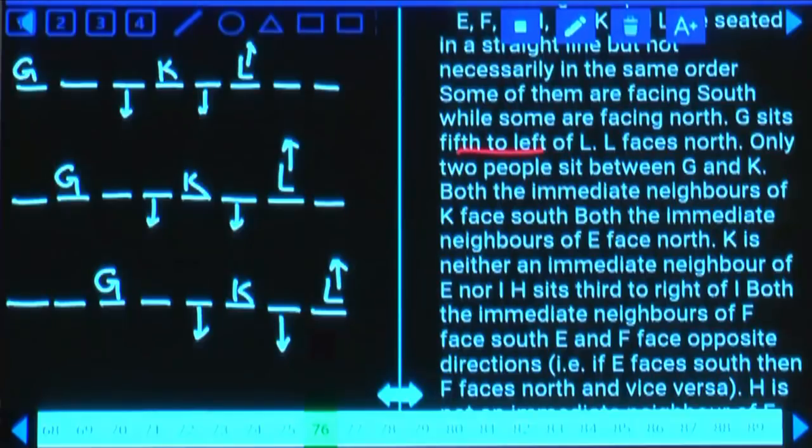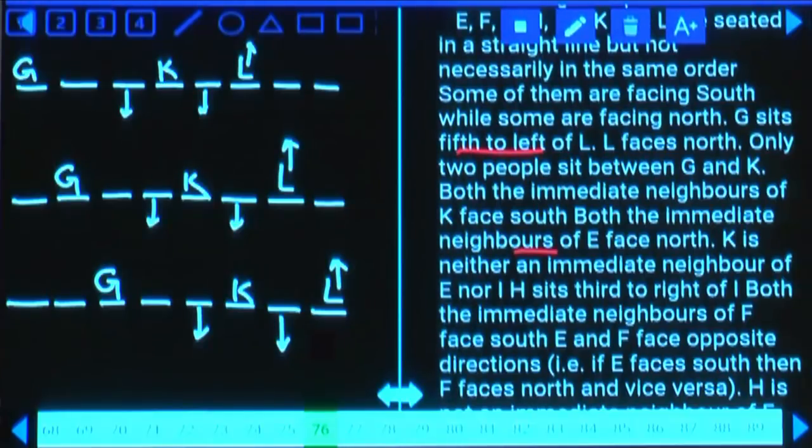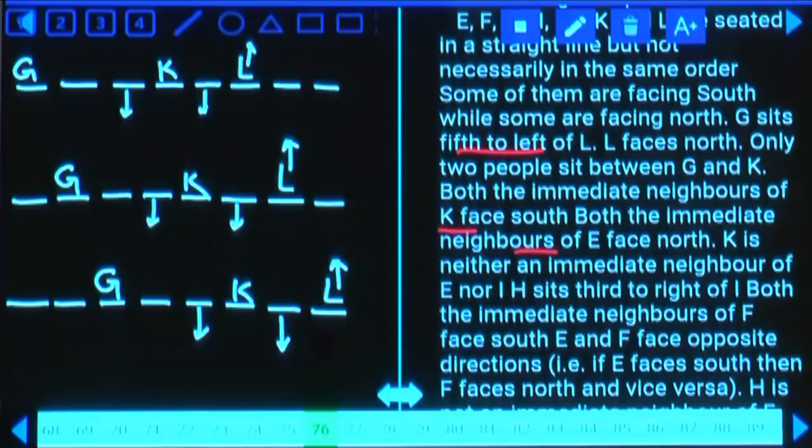Next one. K faces south, and both the immediate neighbors of E face north. As the immediate neighbors of E are facing towards north, tell me what are the different possibilities we can have for this E. Now in case 1, can E be at this place? If E is here, one of the immediate neighbors of E is facing towards which direction? Towards south, isn't it? Hence E cannot be at this place. Both the immediate neighbors of E are facing towards north.